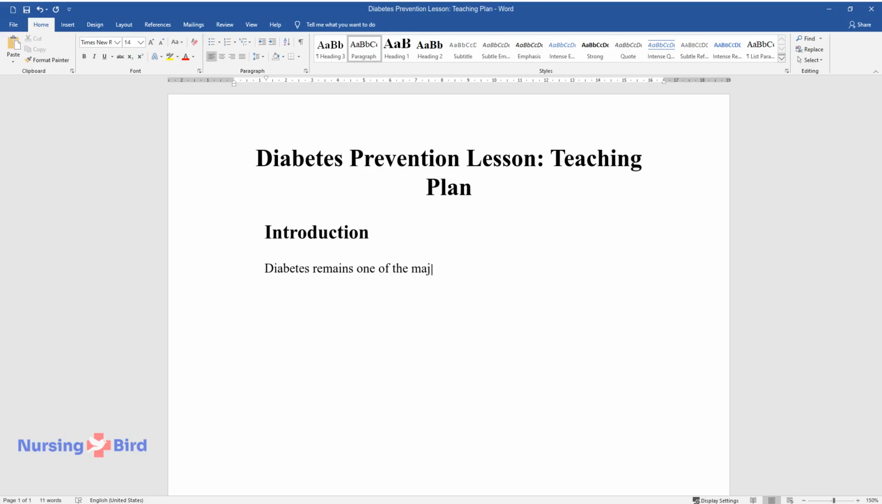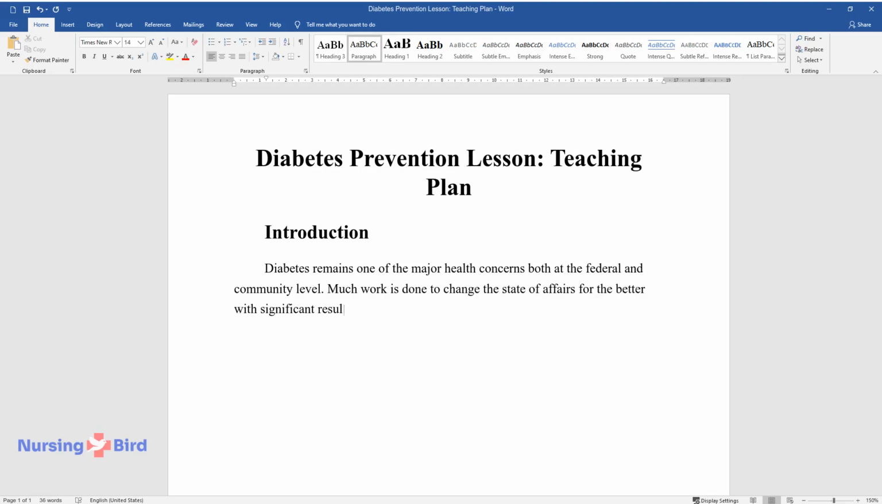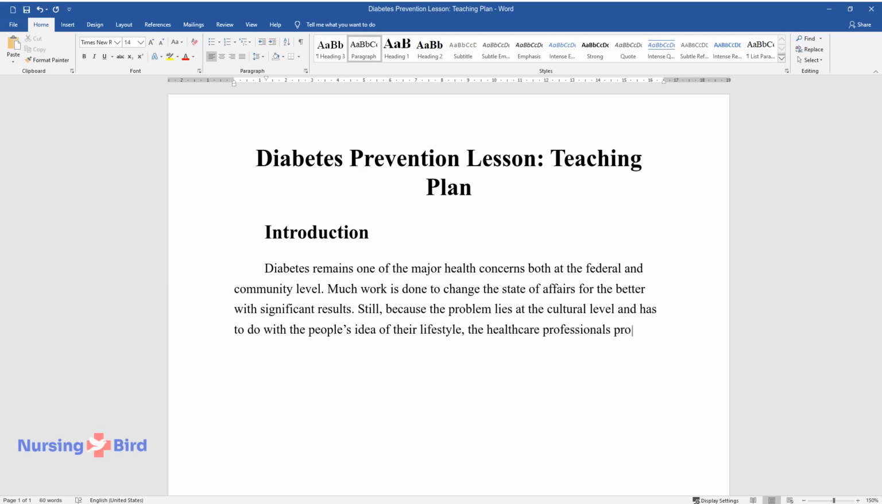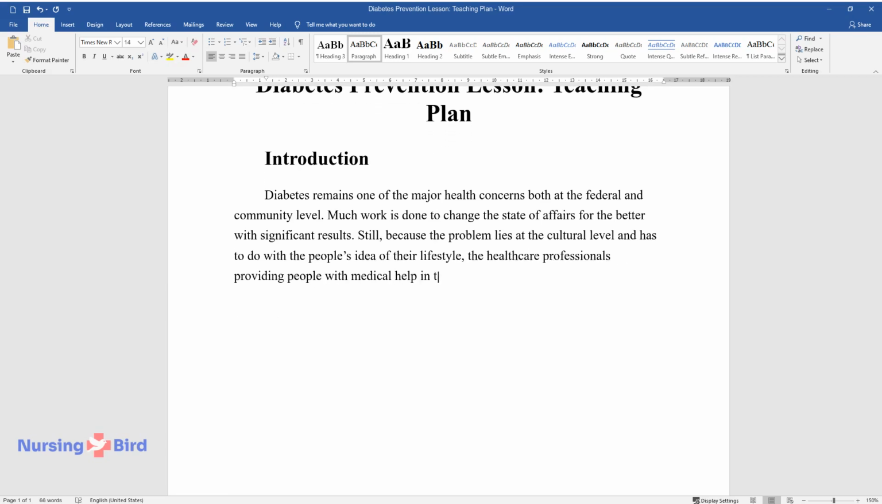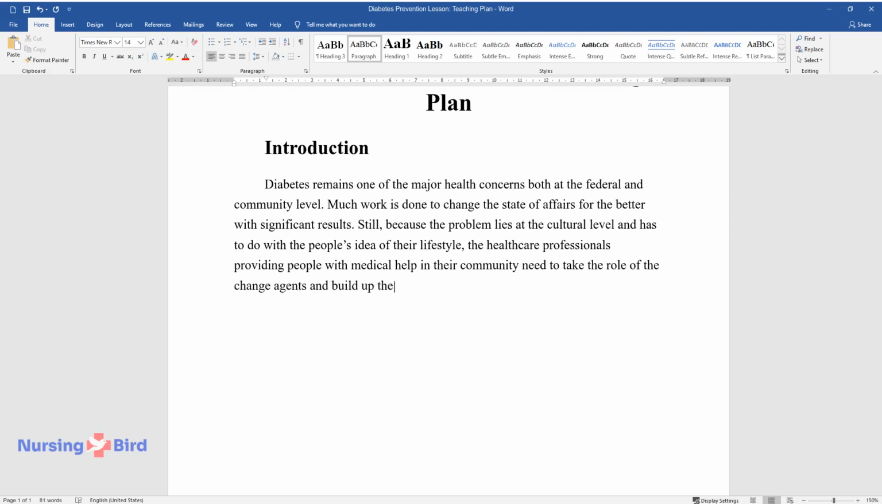Diabetes remains one of the major health concerns both at the federal and community level. Much work is done to change the state of affairs for the better with significant results. Still, because the problem lies at the cultural level and has to do with people's idea of their lifestyle, the healthcare professionals providing people with medical help in their community need to take the role of change agents and build up the new culture of quality lifestyle leading to better health outcomes.